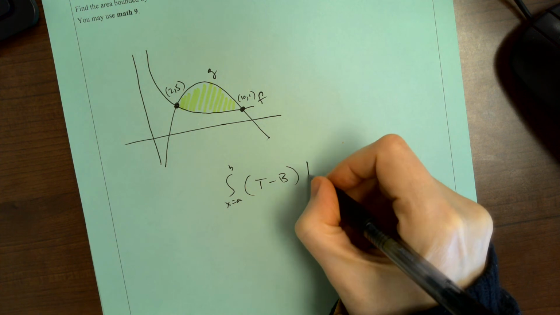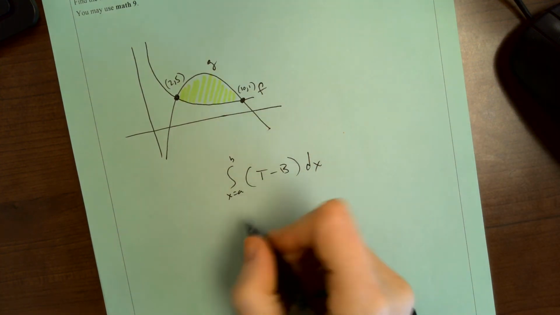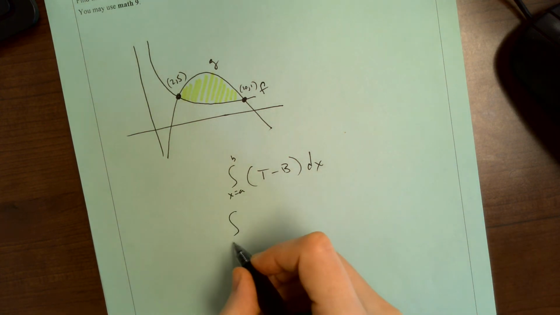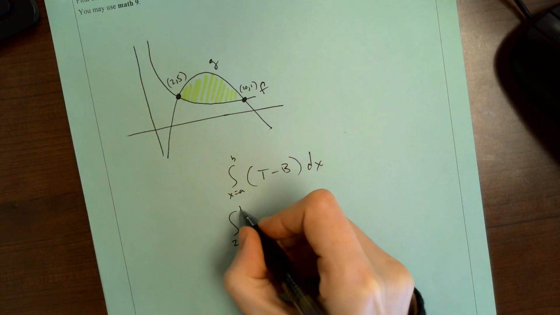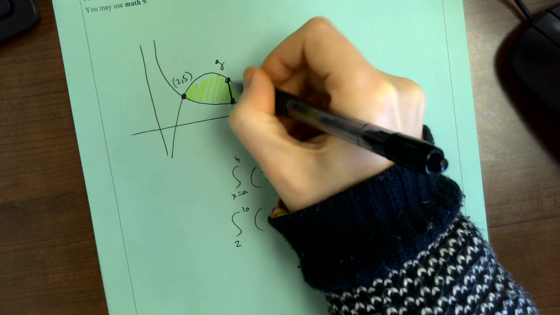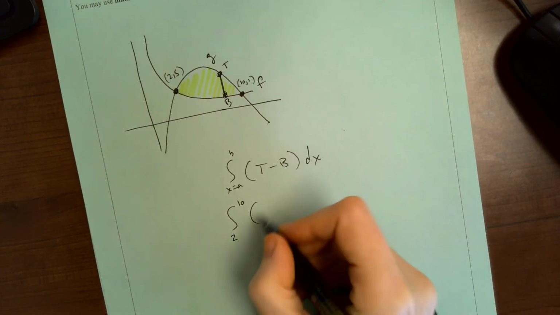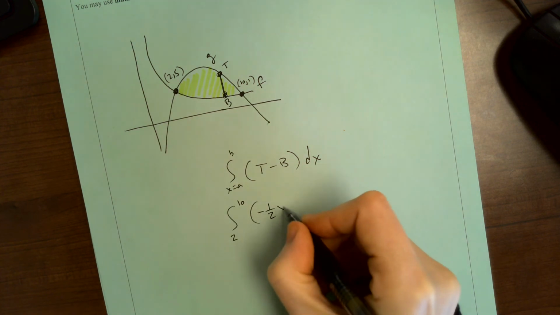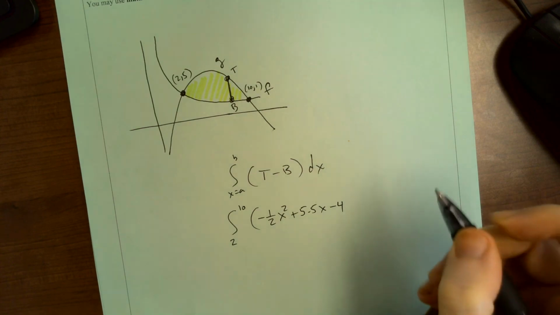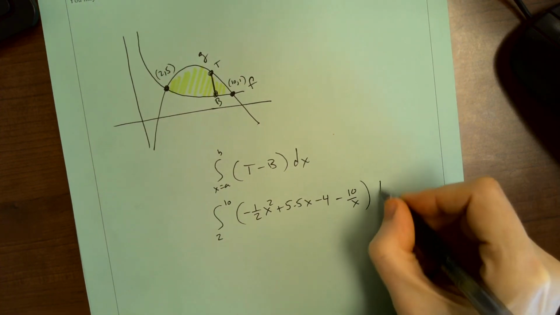Top minus bottom dx. And so this is the integral from the leftmost x, which is 2, to the rightmost x, which is 10. Draw a little line. That's the top function, that's the bottom function. The top one is g, so that's -1/2 x squared plus 5.5x minus 4. And the bottom one is f, 10 over x, dx.